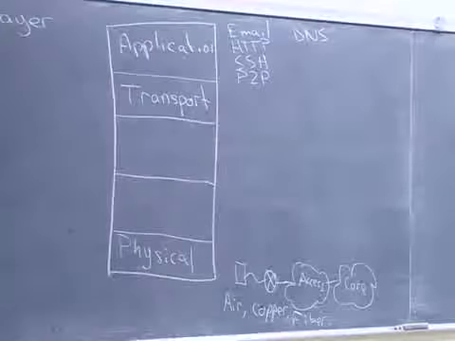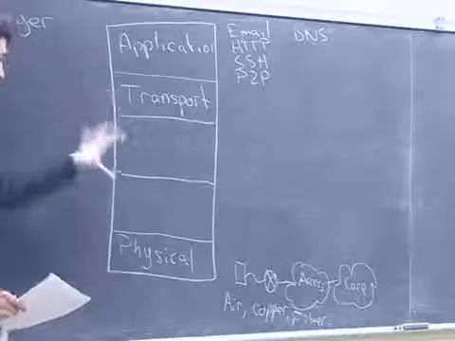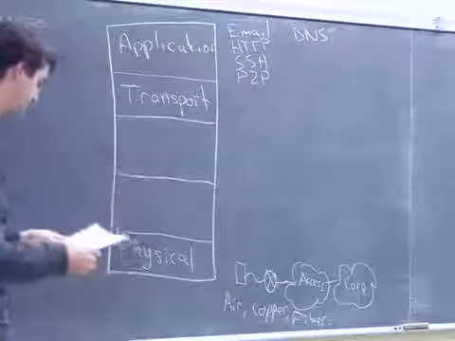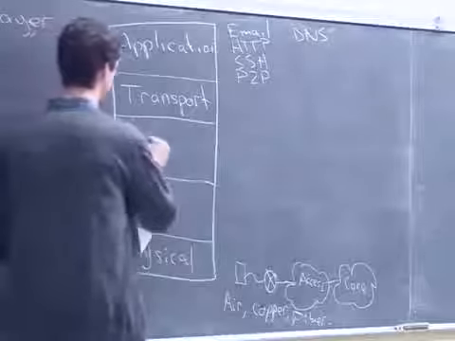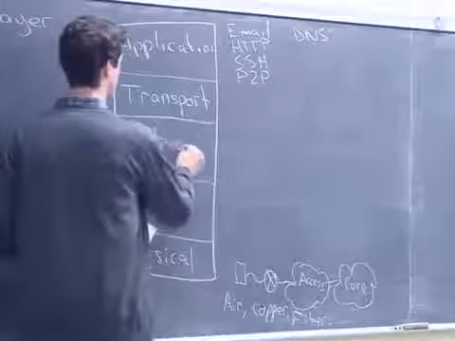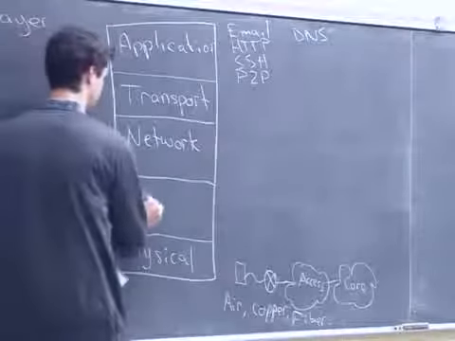Okay. I will define the functionality of the transport layer momentarily, but before I do, let me just fill in these remaining 2 blanks. So below the transport layer, we have the network layer, and below that we have the link layer.